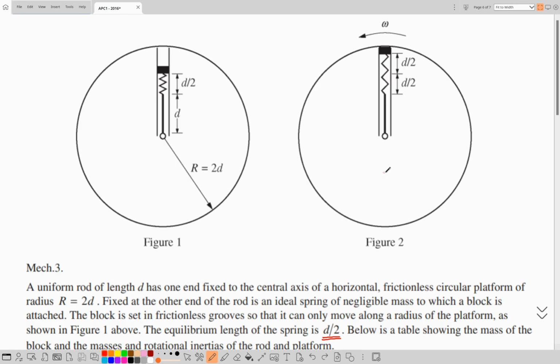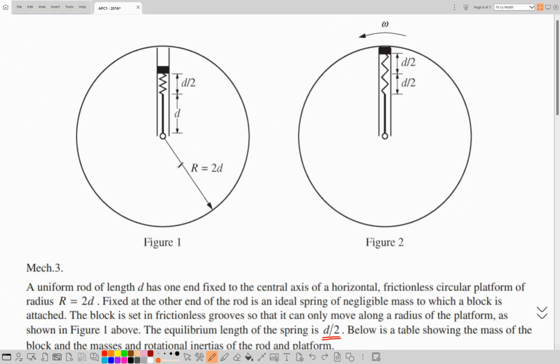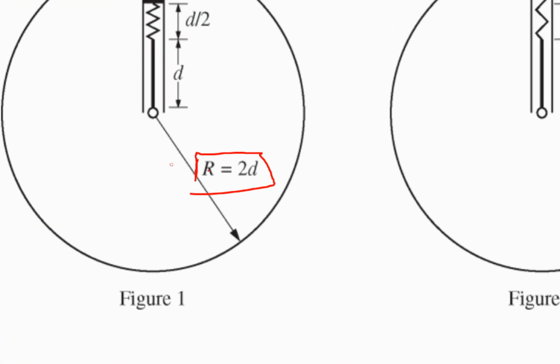Now there is a motor installed to this platform which provides energy, so the platform will start to rotate after achieving a certain constant angular speed omega. Remember that this is the free length of the spring. Now the spring elongates by distance d over 2, and given that the radius of the platform is given by the double of d.